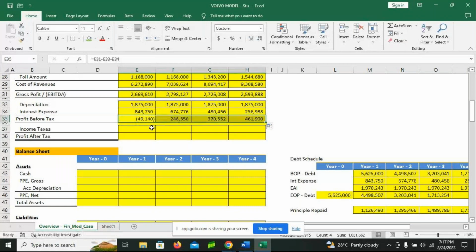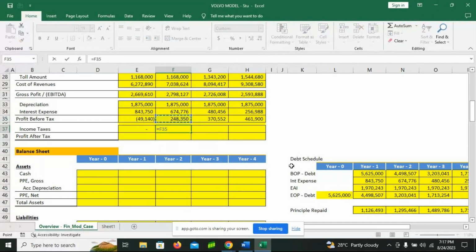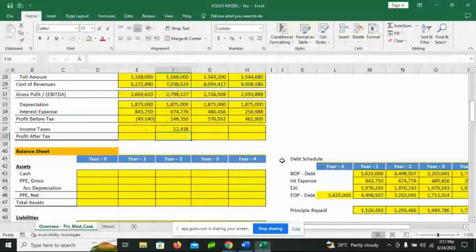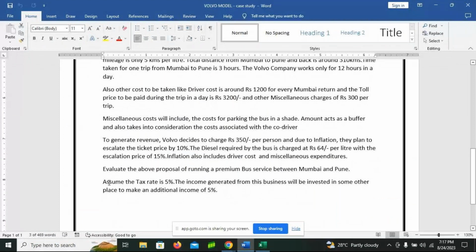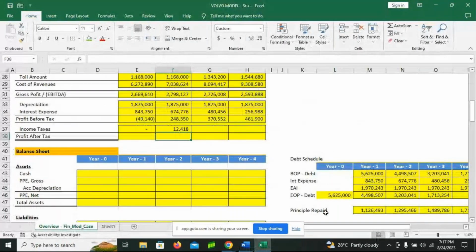Now income tax. The first year is a loss, so there is no tax. So next year it is profit before tax into 5% of tax, what they have said. Tax somewhere they have said here, yeah. So tax is at 5%. So I'll come here and drag it.